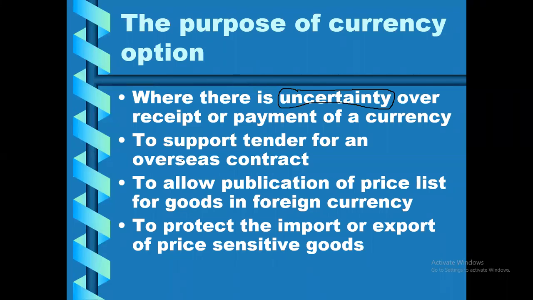To support the tender for an overseas contract. If there's an overseas contract that you're tendering for, and you expect some foreign currency there, please use an option because you don't know what the outcome will be. To allow publication of price lists for goods in foreign currency, use options because you don't know whether you have the money or not. To protect the import or export of price sensitive goods.